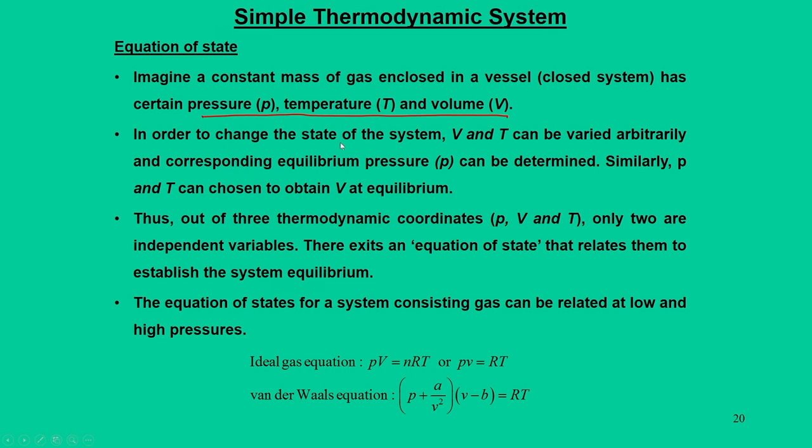So, in order to change the state of the system, P and T can be varied independently, and the corresponding equilibrium volume can be determined. Similarly, V and T can be chosen to obtain P at equilibrium. What does it mean? Pressure and volume are linked together. That means, when there is a change in the pressure, there is a change in the volume and vice versa, and temperature can be treated as an independent property. And when we define these particular states involving pressure, volume and temperature, we call this an equation of state.